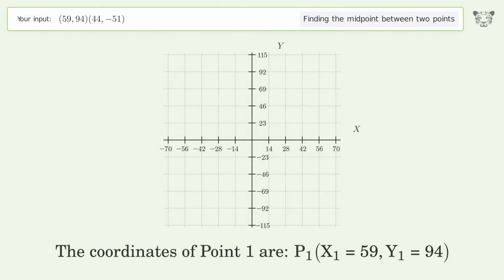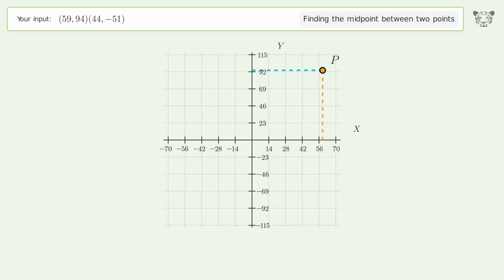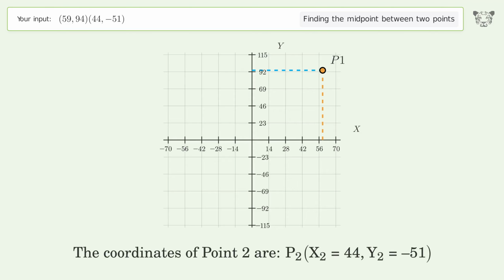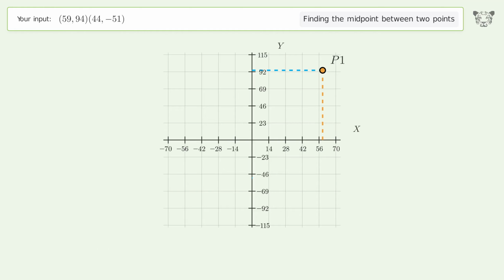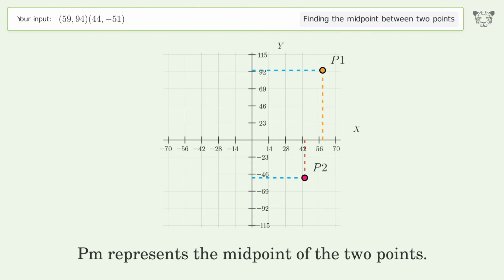The coordinates of point 1 are, x1 equals 59, y1 equals 94. The coordinates of point 2 are, x2 equals 44, y2 equals negative 51. PM represents the midpoint of the 2 points.